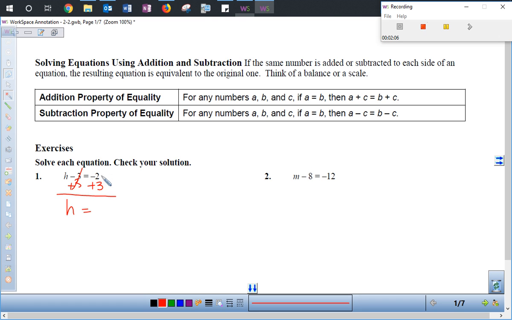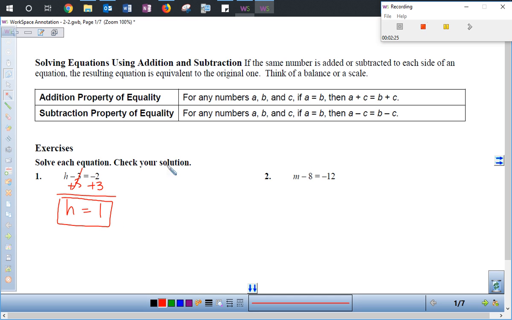And on the right side, I have negative 2 plus 3. So I want to add those together. Negative 2 plus 3 is 1. Now if you'll notice, I have h all by itself on one side of the equal sign. So we're done. H equals 1. Now since I've shown work here, I want to box my final answer.